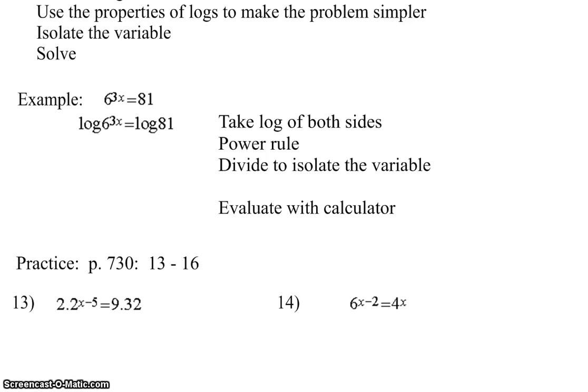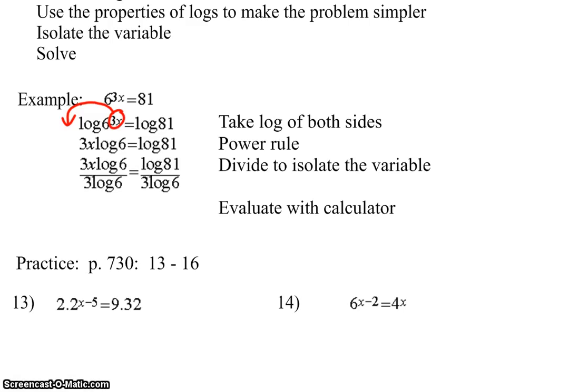At this point, I can use the power rule. In other words, I just take that exponent, drop it back in front of the log, and I have 3x times the log of 6 equals the log of 81. Then I'm going to simply divide both sides by 3 and log of 6.